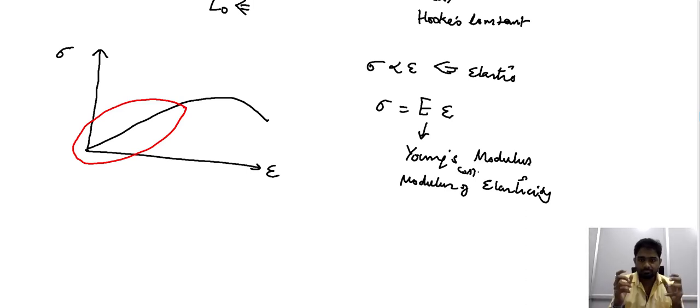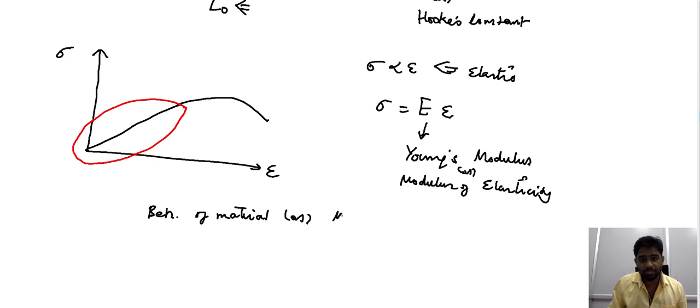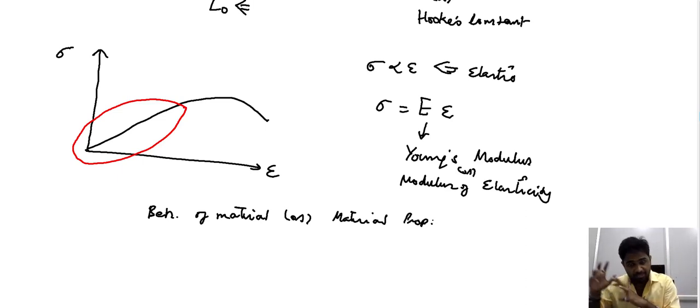Now the question is, is this Young's modulus a behavioral parameter? Is this Young's modulus a parameter that discusses the behavior of a material, that varies for a given material with the dimension? Is it such type of a parameter, or is it a factor that describes the material property?